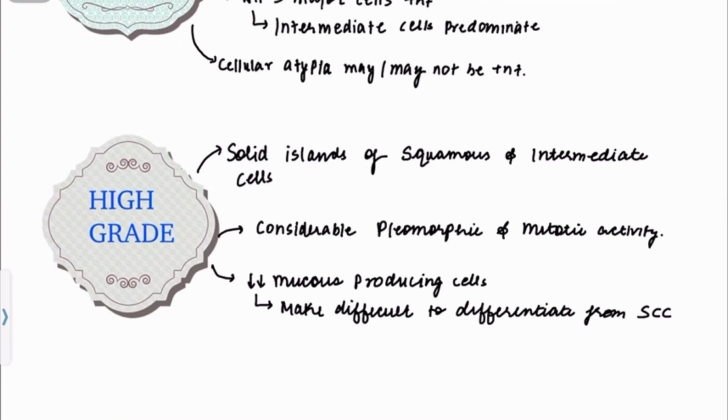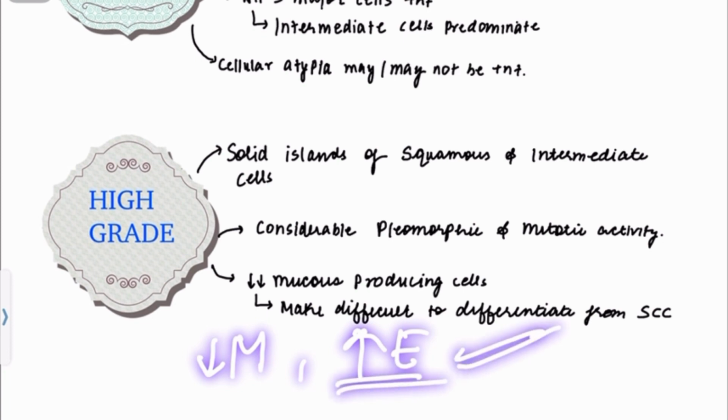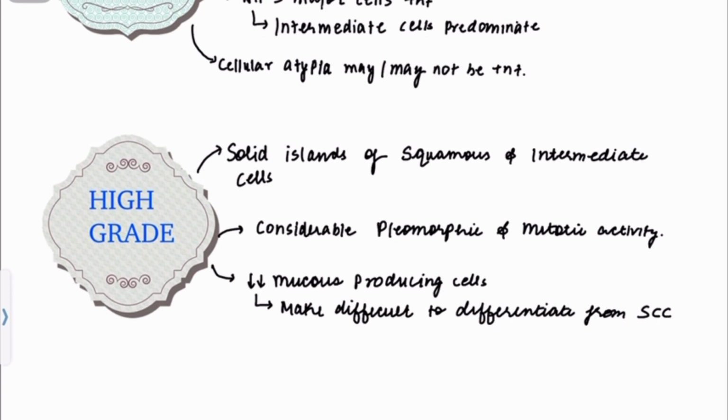In this, solid islands of squamous and intermediate cells are seen. Because it is high grade, there will be more variation than normal. So there will be considerable pleomorphism and mitotic activity and there will be fewer mucus cells. So there are fewer mucus cells and more epidermoid cells. This makes it difficult to distinguish it from squamous cell carcinoma.